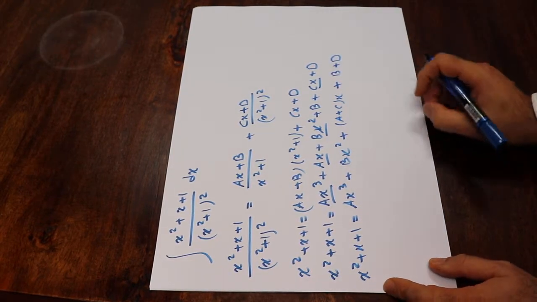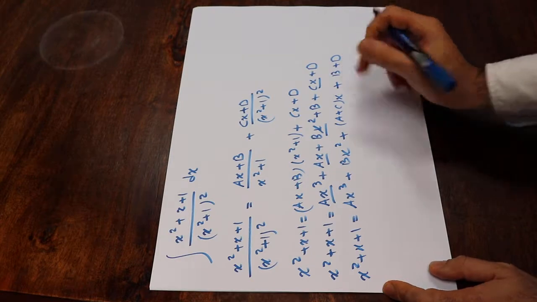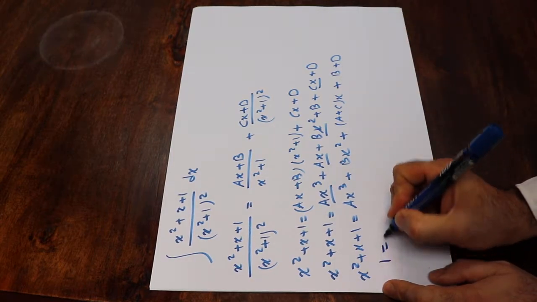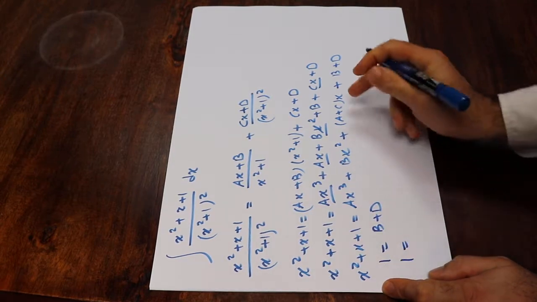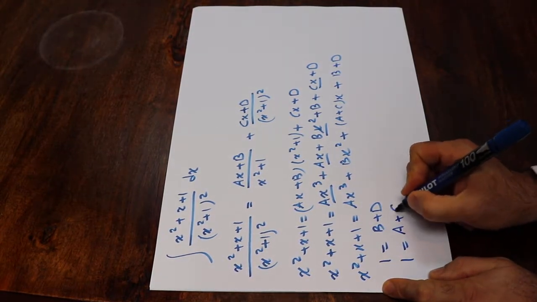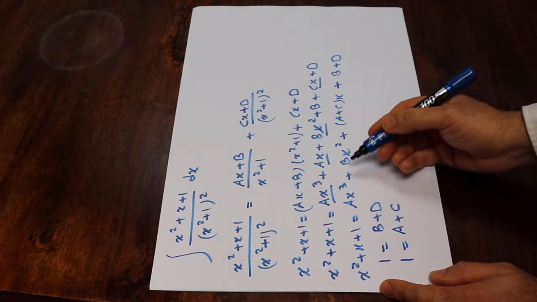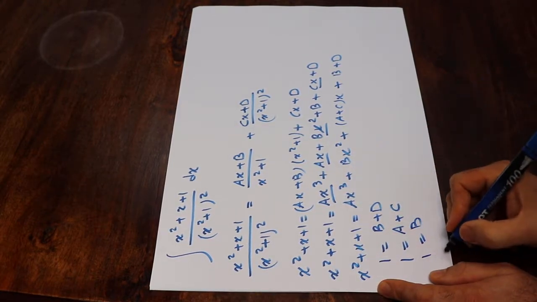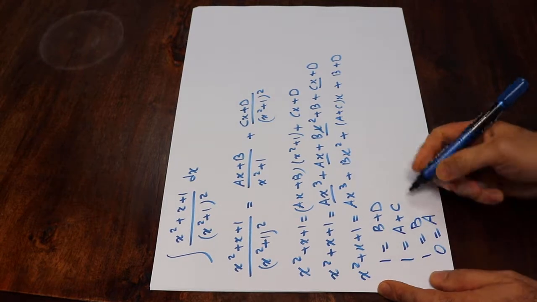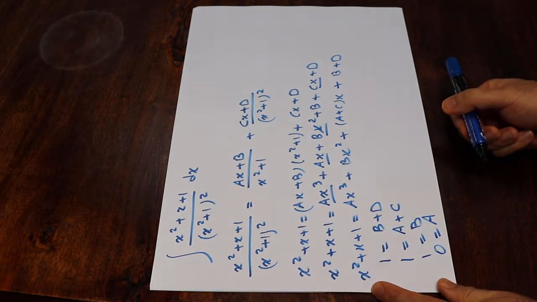So when you compare each side of this equation, you can conclude that 1, the constant, is equal to b + d. The coefficient of x, that is 1, is equal to the coefficient of x on this side, that is a + c. And then the coefficient of x^2, 1, is equal to b, and a is equal to 0, because you don't have x^3 on this side of the equation.